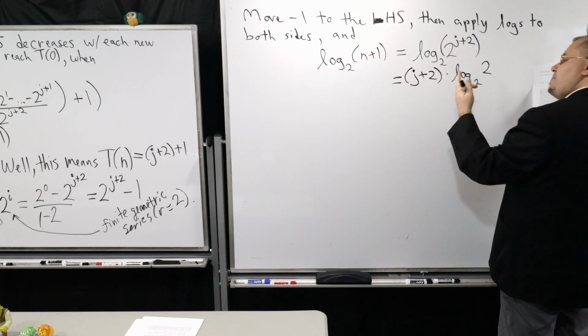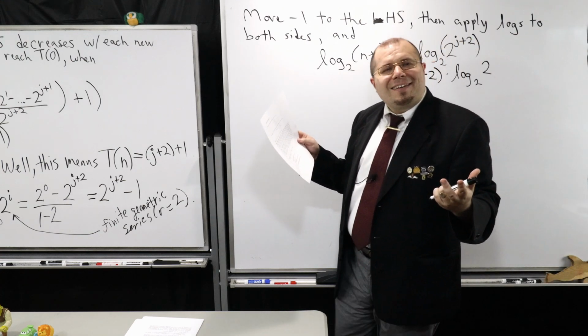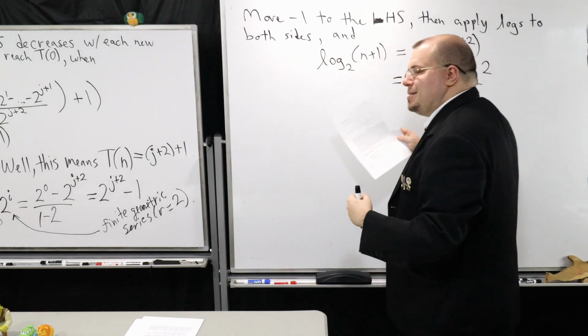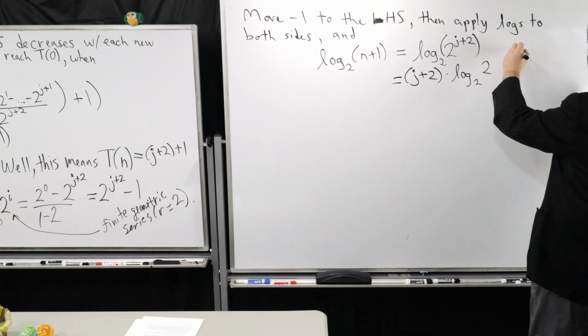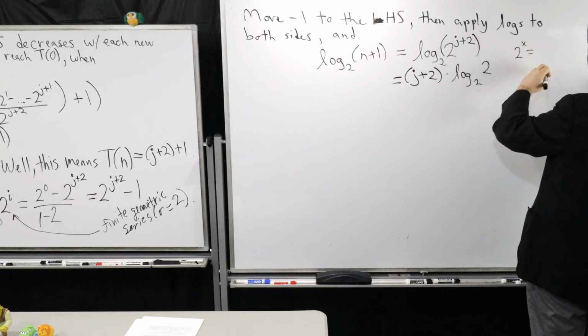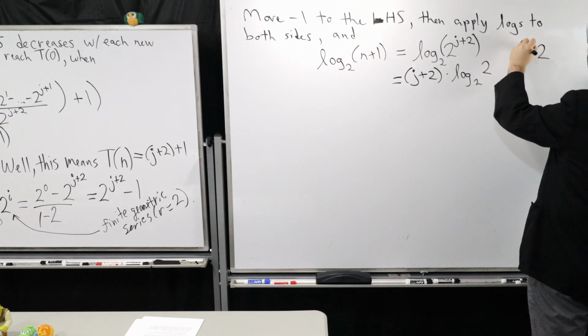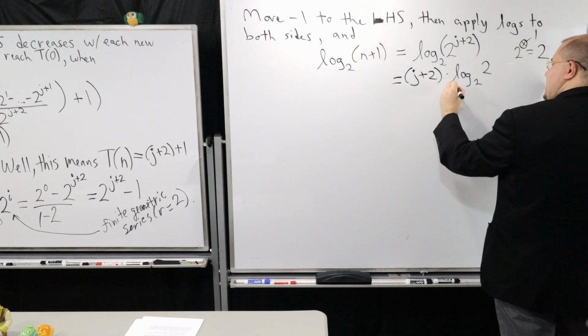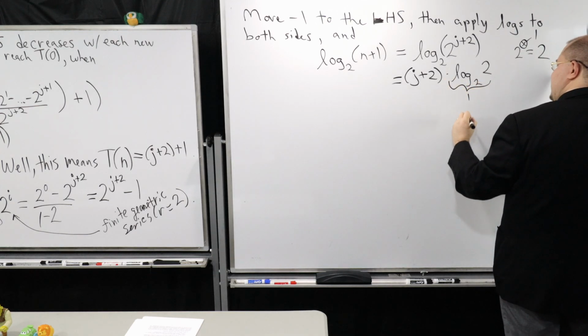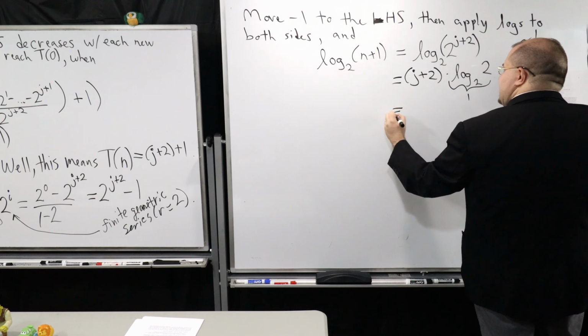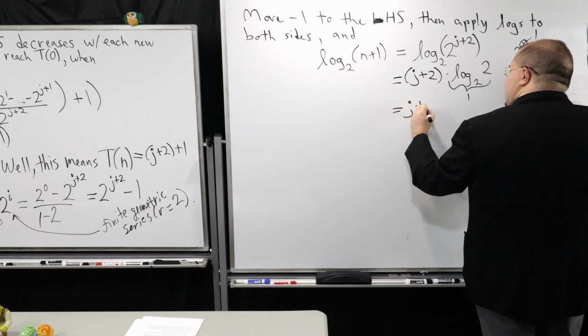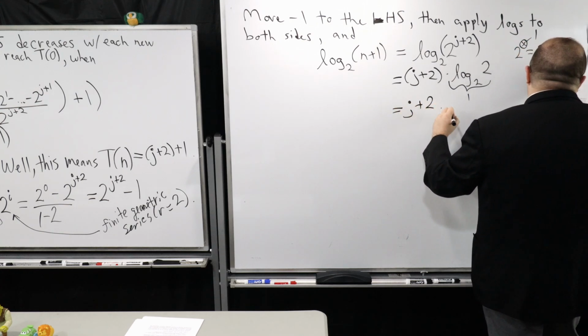And what's log base 2 of 2? It's just 1, right? Because you can ask, if I have 2 to the what is equal to 2? Well, this would just be 1. So log base 2 of n plus 1 is exactly equal to j plus 2.